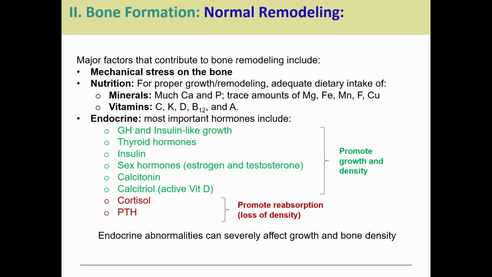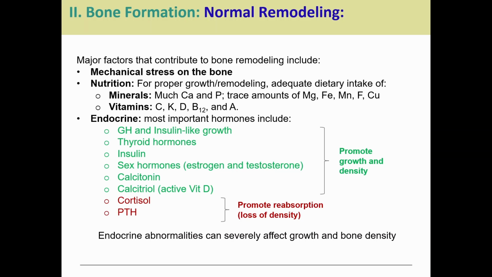Also nutrition, right? For growth and remodeling to happen properly, we need to have good nutrition, which means we're getting enough calcium, we're getting enough phosphorus, we're getting enough iron, magnesium, manganese, right? Fluoride, copper, vitamin C, K, D, B12, and A, right? Those are all vital to that.